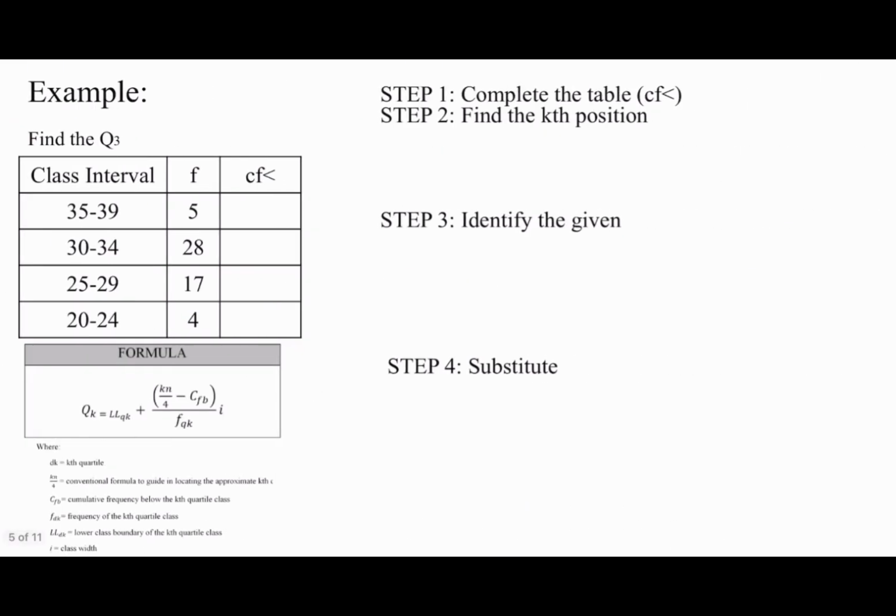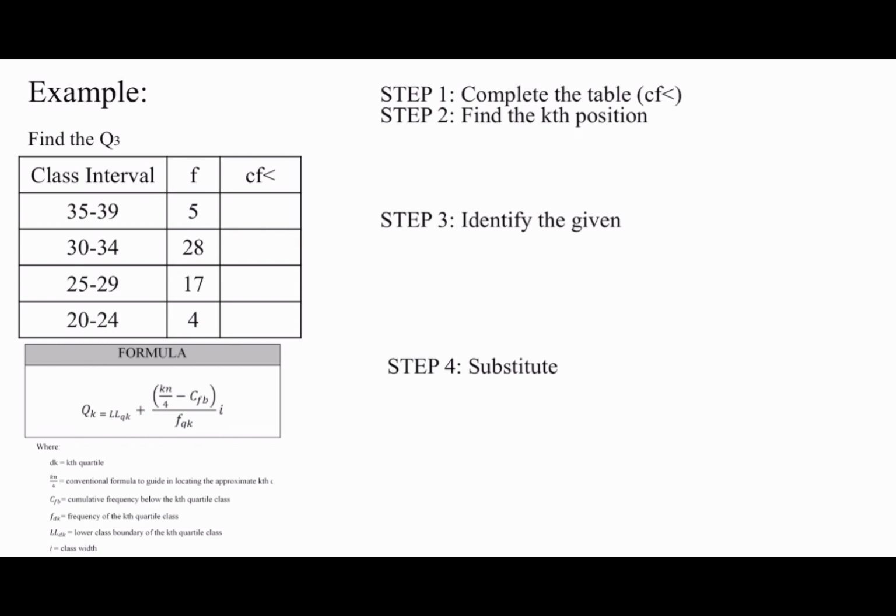Let's have an example. In this example, we are going to find Q sub 3. The class intervals are as follows: 35 to 39, 30 to 34, 25 to 29, 20 to 24, with corresponding frequencies 5, 28, 17, and 4. There are only 4 easy steps to solve this. First, complete the table by completing the less than cumulative frequency. Step 2, find the kth position. Step 3, identify the given. And step 4, substitute. Right after that, we will be interpreting the results.